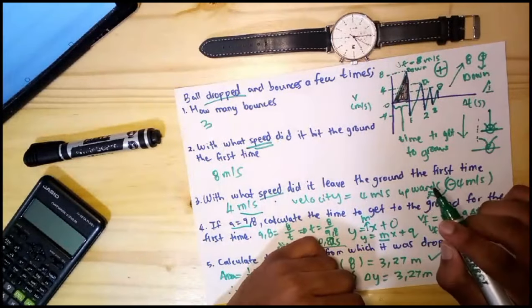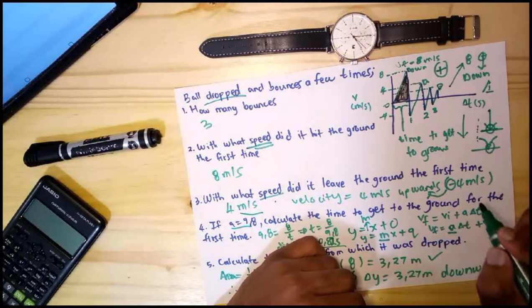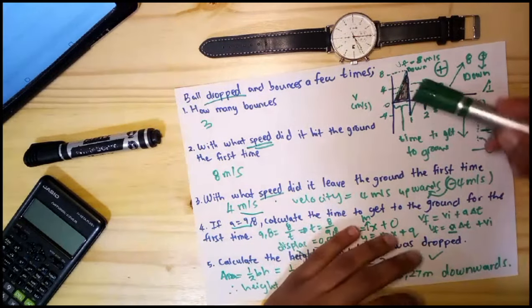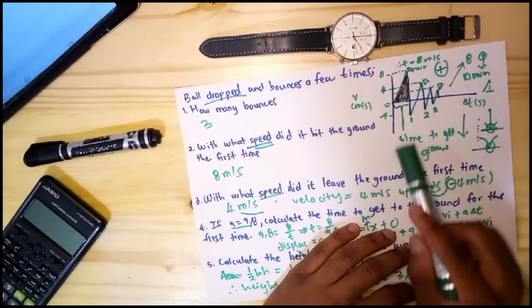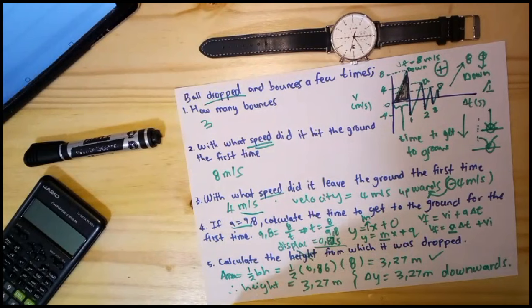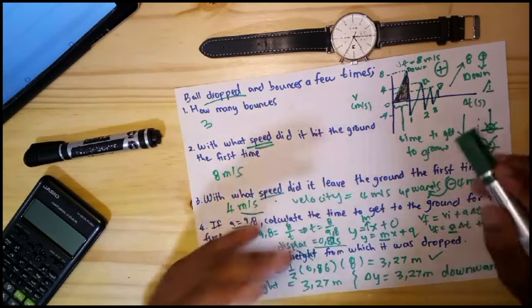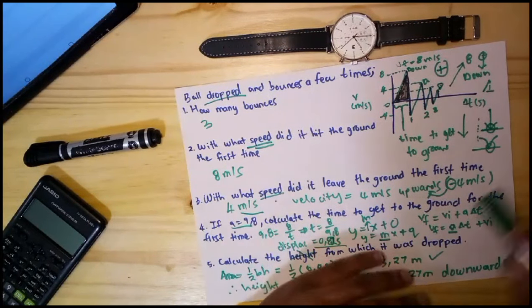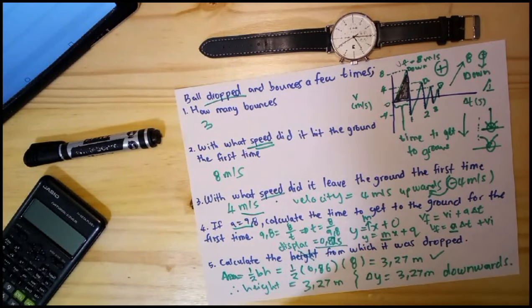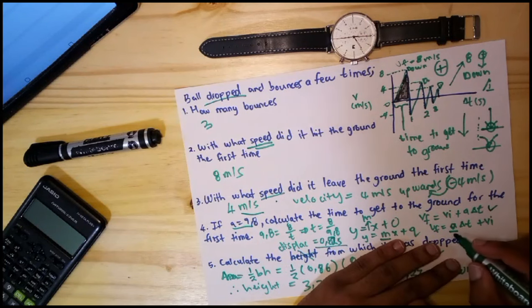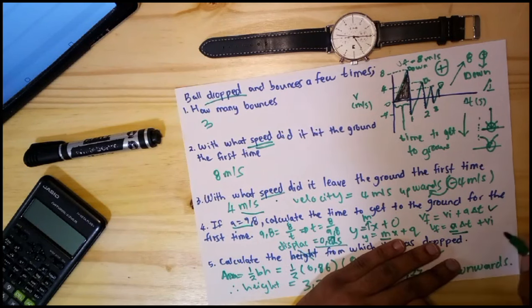If the acceleration is 9.8, calculate the time to get to the ground for the first time. Alright, the time to get to the ground. You have to calculate this time right here, time to get to the ground. Now, first of all, this is a velocity time graph, right? And if you look at it, it's a linear graph, right? And it can be represented using this equation right here. And if you rewrite it, you can have acceleration sitting in this position.